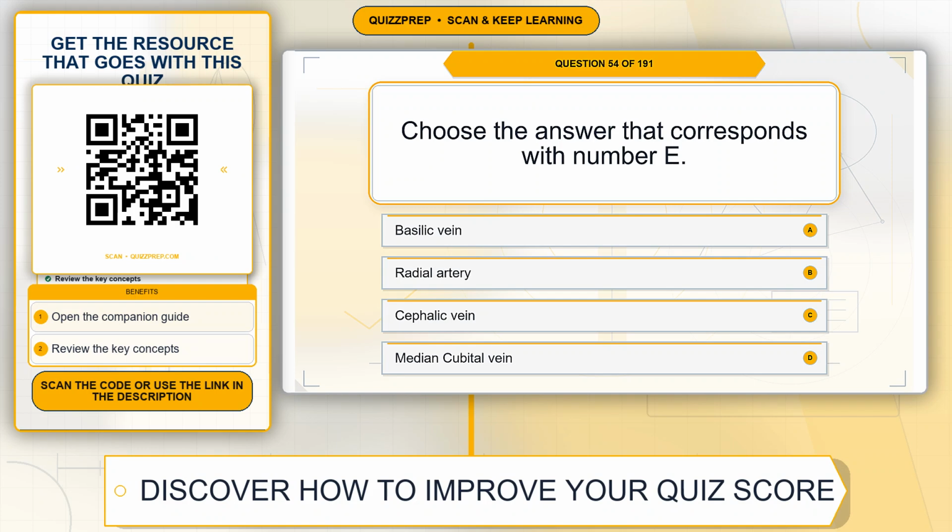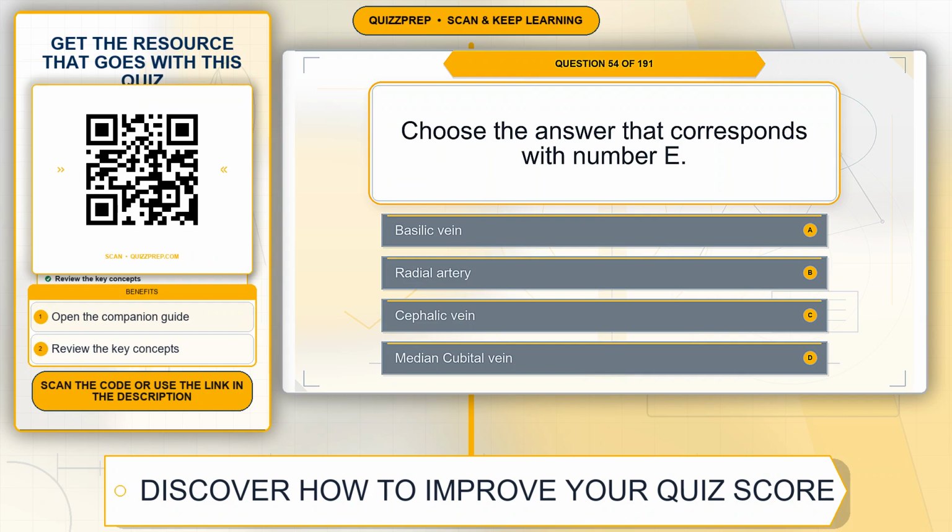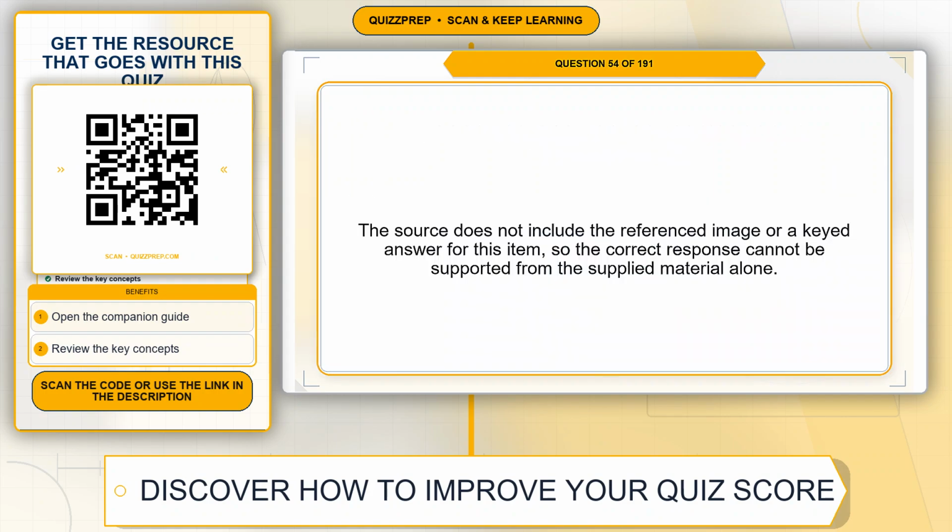Question 54. Choose the answer that corresponds with number E. Option A, basilic vein. Option B, radial artery. Option C, cephalic vein. Option D, median cubital vein. The correct answer is not shown. Explanation. The source does not include the referenced image or a keyed answer for this item, so the correct response cannot be supported from the supplied material alone.